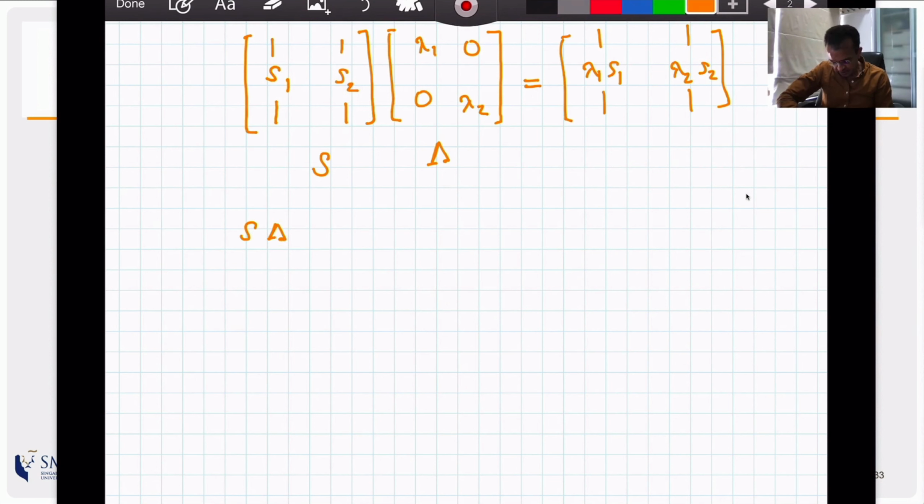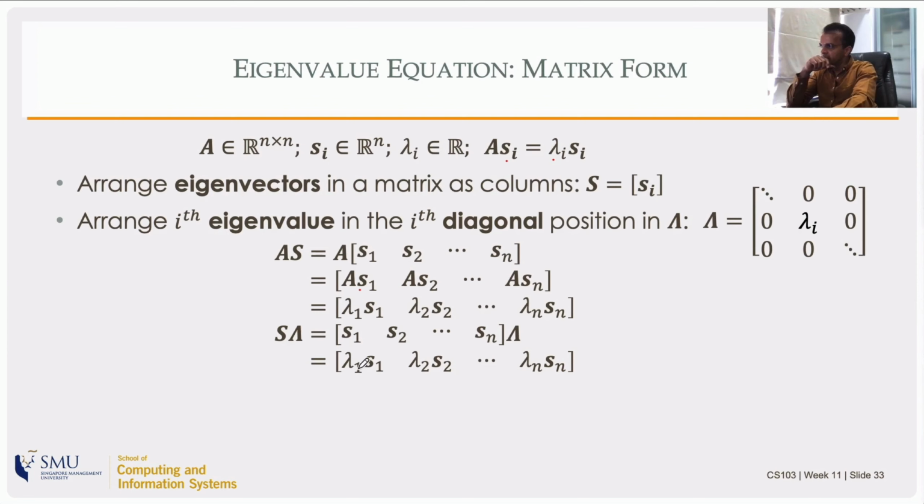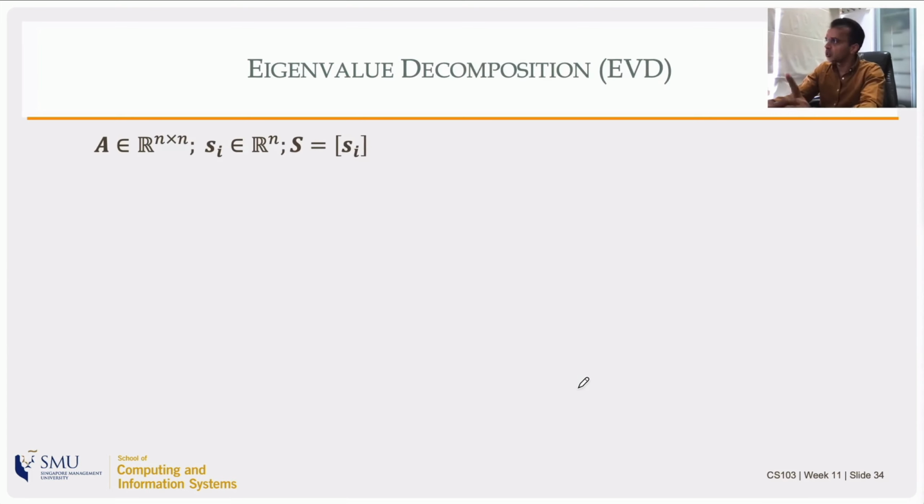The product S lambda, if I extrapolate that to n vectors standing side by side, is the same as a matrix with lambda 1 S1, lambda 2 S2 up to lambda n Sn standing side by side. So that's what I wrote there. So S lambda is lambda 1 S1, lambda 2 S2. If I compare that with AS, which also is the same thing, you can see that they are the same. So I can say confidently that AS equals S lambda. That is always true, regardless of how many eigenvectors you have, what the algebraic multiplicity is, and geometric multiplicity. All those things are irrelevant, because we did not make any assumption.